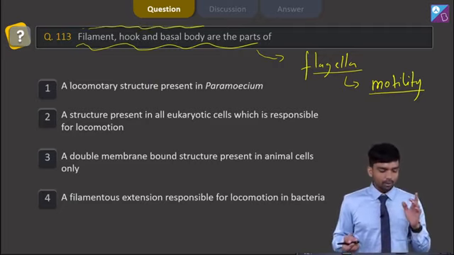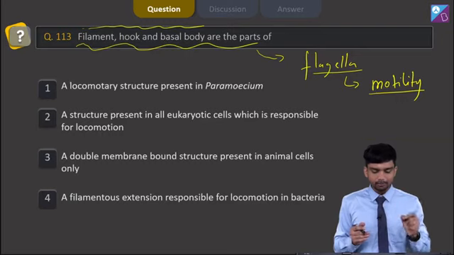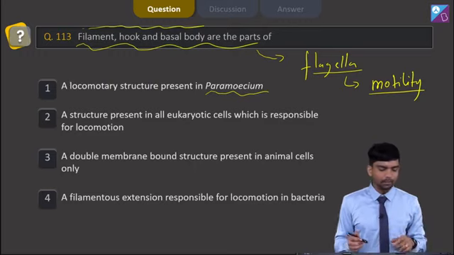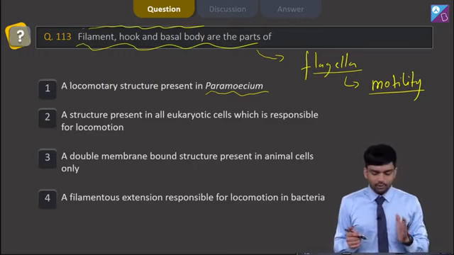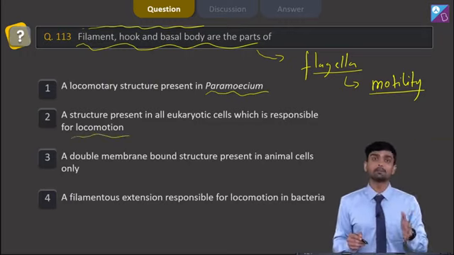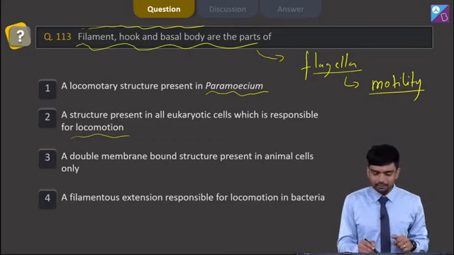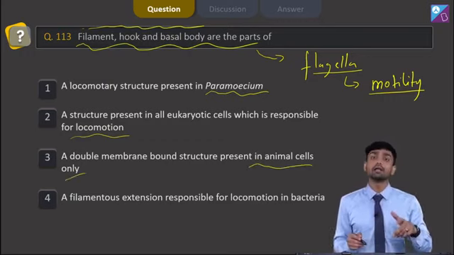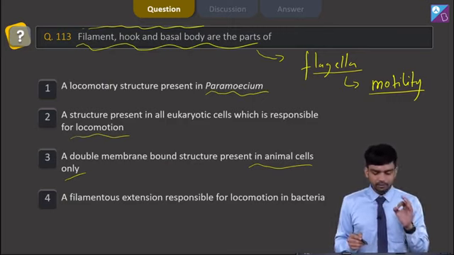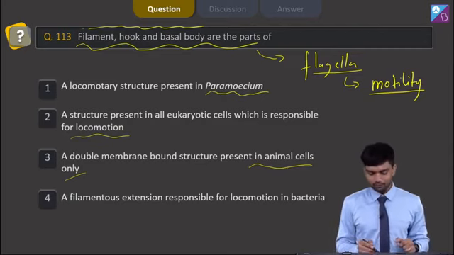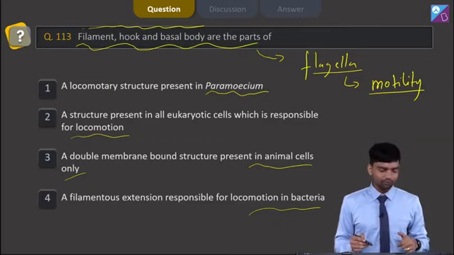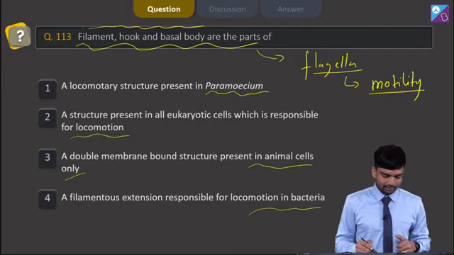So we see the options. Option number 1 says a locomotory structure present in paramecium. Paramecium is a eukaryotic cell, so option number 1 is wrong. The second option says a structure present in all eukaryotic cells which is responsible for locomotion, which is also wrong. The third option says a double membrane bound structure present in animal cells only, and animal cells signify eukaryotic cells, so this is also wrong. The fourth option says a filamentous extension responsible for locomotion in bacteria. So option number 4 fits, and it is the correct answer.